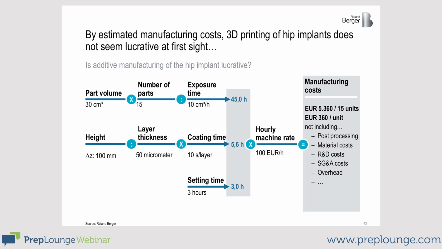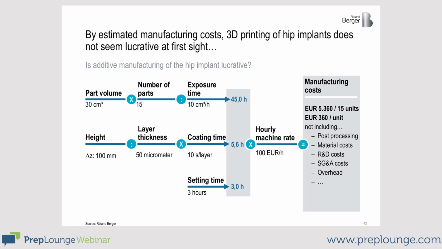Each layer needs 10 seconds of coating time, so in total that makes 5.6 hours. Let's not forget about the setting time, which needs to be considered in my calculation with 3 hours. In total, that makes 53.6 hours for my 15 parts. Now, I need to calculate the costs.